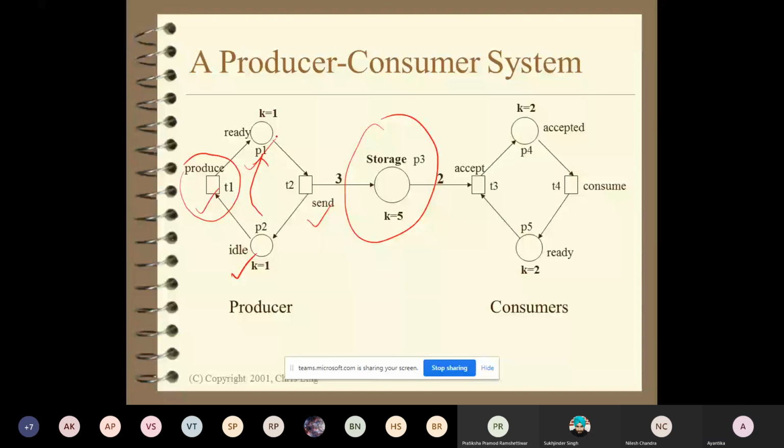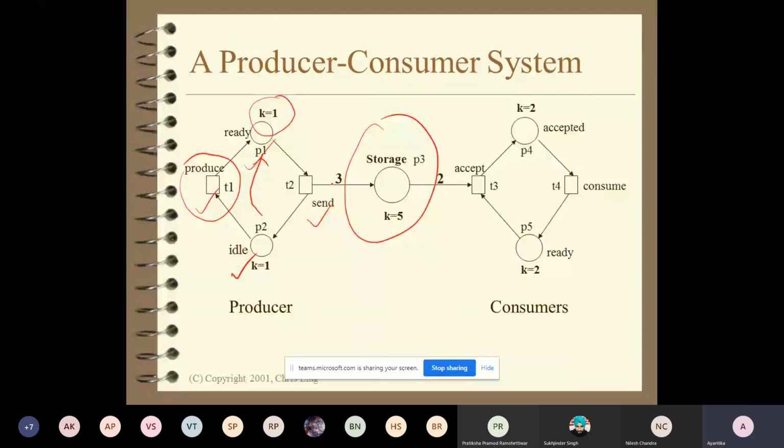Now, for these states, this may be the token boundedness of the state. If it is a state, we can say k-bound. That means a maximum of k tokens can be possible in this state. Here, k is equal to 1. This may be anything.